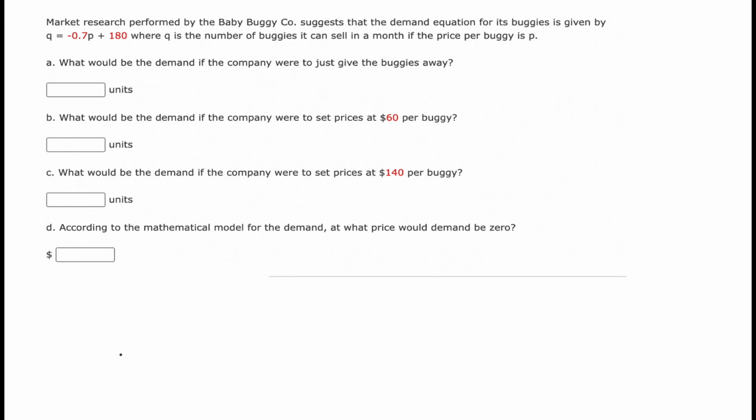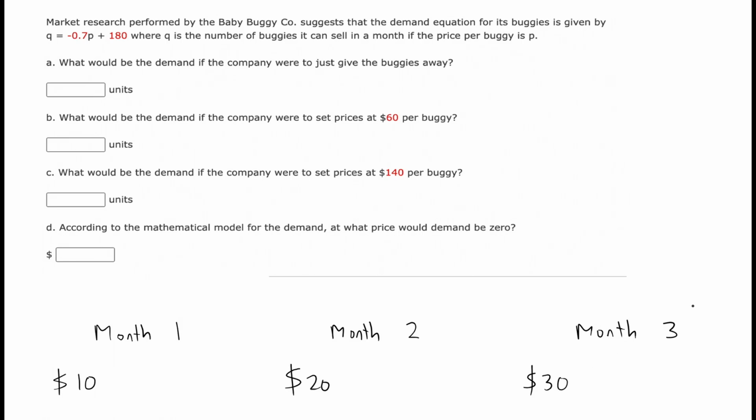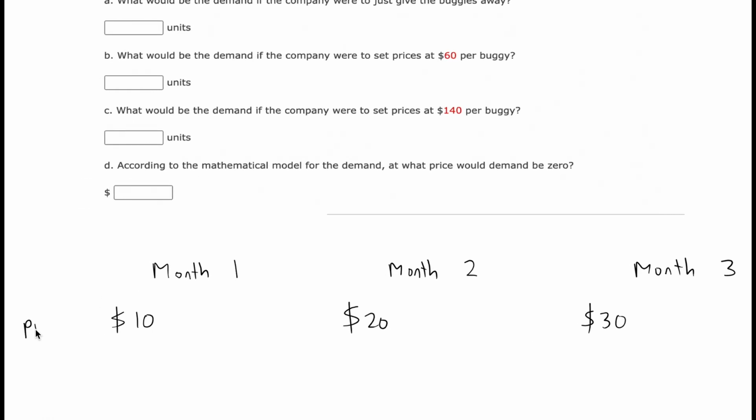All you have to do is take several different time periods, like, let's say, month 1, month 2, and month 3. And then set the price of your item to different values so you can experiment, right? Let's say they bring these buggies to market, and they set the price to $10 per buggy. And then in month 2, they raise it to $20 per buggy. And then in month 3, they raise it to $30 per buggy. Okay, so these are the prices.